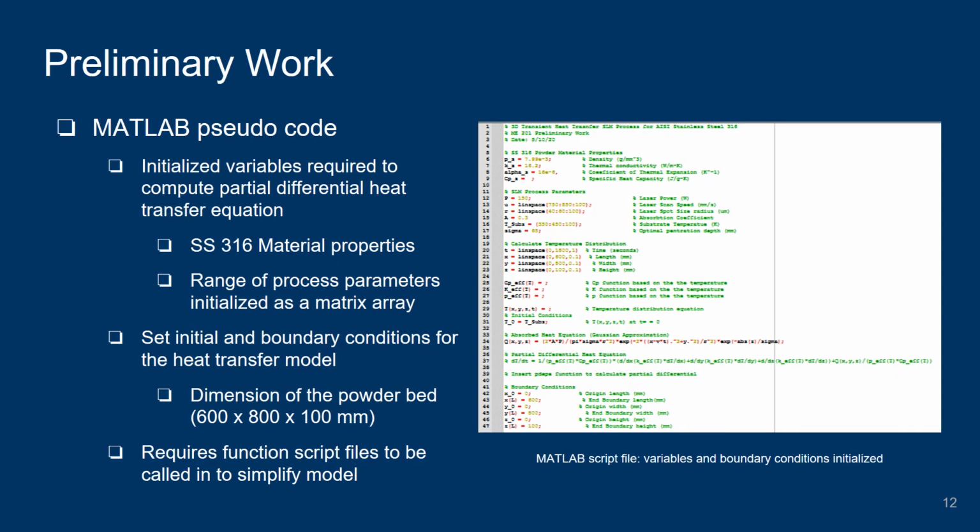The preliminary work done for this project was to develop a MATLAB pseudocode to compute the partial differential heat transfer of the SLM process. The material properties of SS316 powder, range of process parameter values, and initial and boundary conditions for the partial differential equation were initialized. Several function script files are intended to be called to compute several components of the differential equation, such as the energy absorbed by the laser and the material property functions.